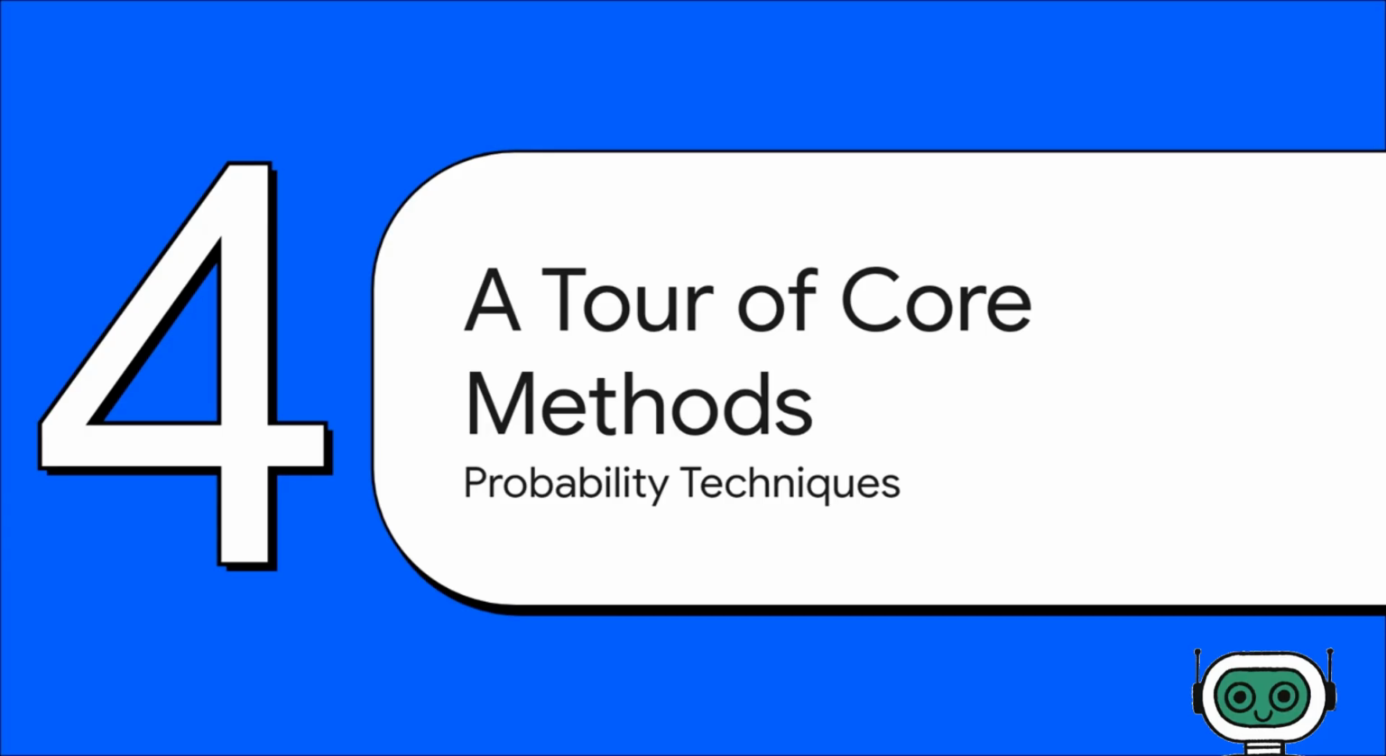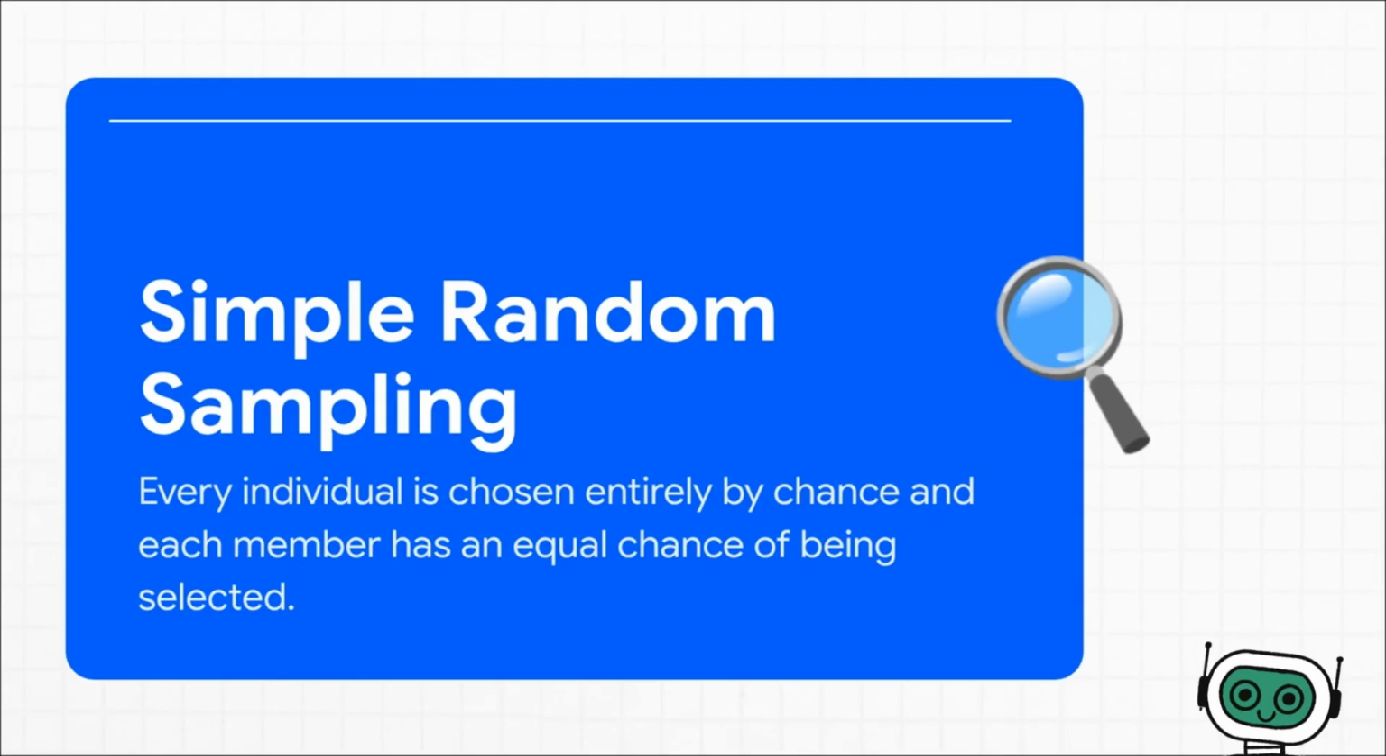So let's walk through a few of the most common probability methods that you'll actually use. The most basic one is called simple random sampling, and it's exactly what it sounds like. Think of it like putting every data point's ID into a giant hat and just drawing some out at random. Every single point has an equal chance. This is a great starting point, especially if your data is fairly uniform.